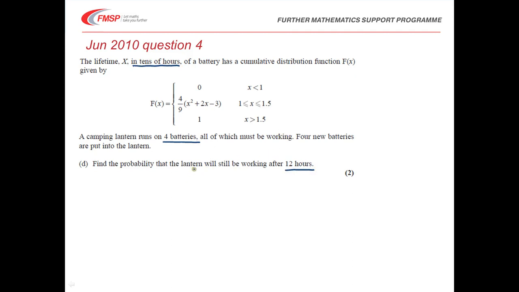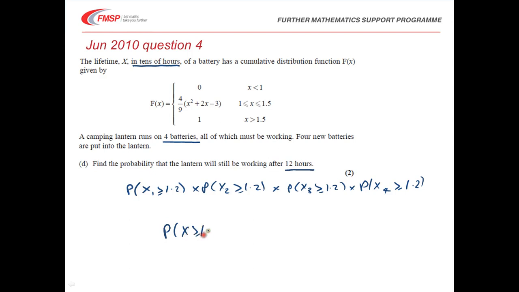So for this to work, each battery still has to be working. Otherwise they're all going to go out. So let's say battery 1 still has to be working, and battery 2 has to be working, and battery 3, and battery 4. So each one of those has to be still alive after 1.2 for it to be working. Now they're all coming from the same distribution, so in other words this is going to be the probability of x being greater than 1.2, to the power of 4. And we've worked that out in the previous part of the question, so it's 0.627 to the power of 4, which is going to give me, again to 3 significant figures, 0.154.